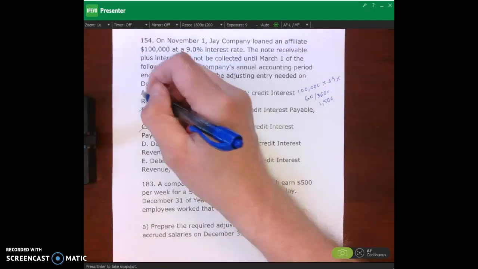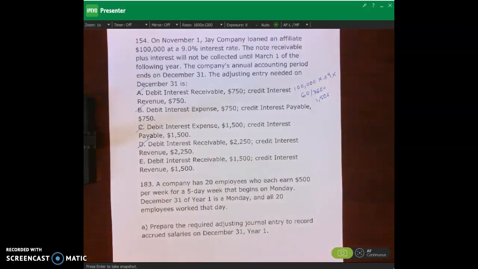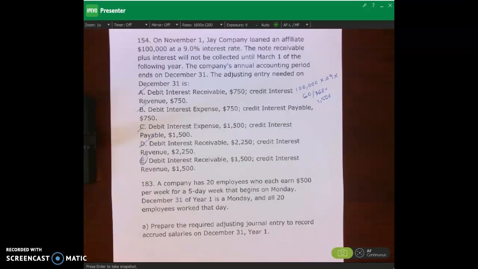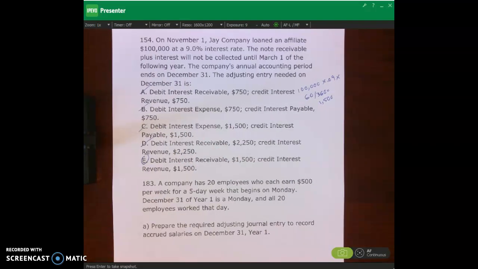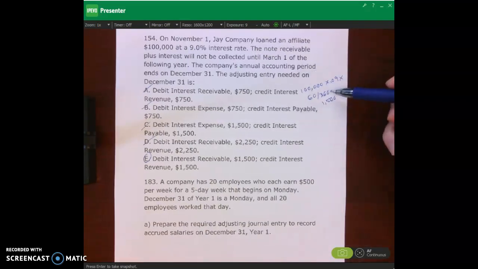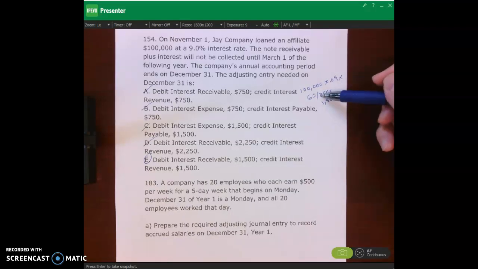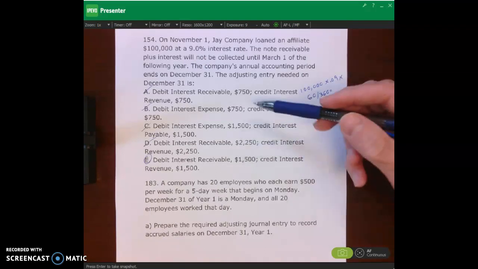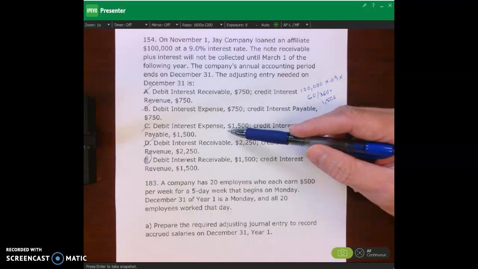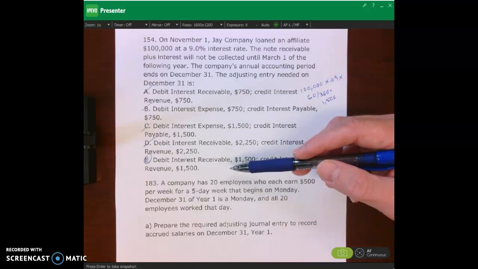So you can see right off the bat, A is not right because it's 750. D is not right because it's too much. The right answer is going to be E, debit our interest receivable and credit our interest revenue for $1,500. The way I got that again is by taking the principal times the yearly interest rate times the fraction of the year, 60 days, divided by the 360, which gives me the 1,500. And again, this is not interest expense. We have loaned money to an affiliate, so we will receive interest revenue.